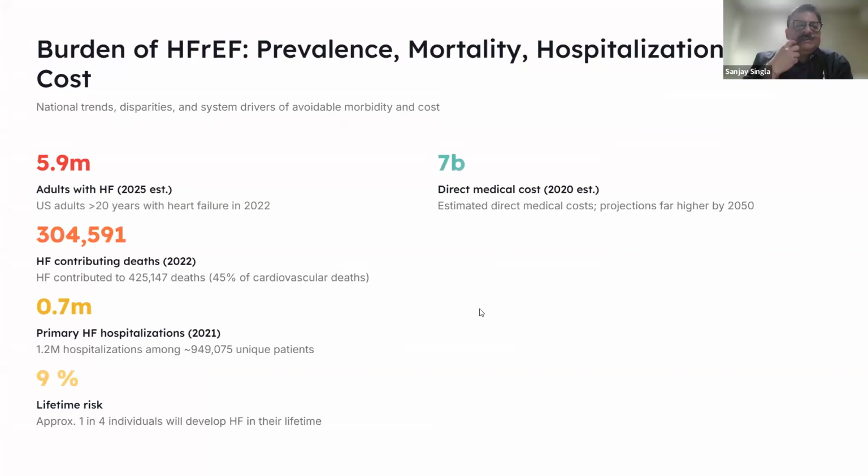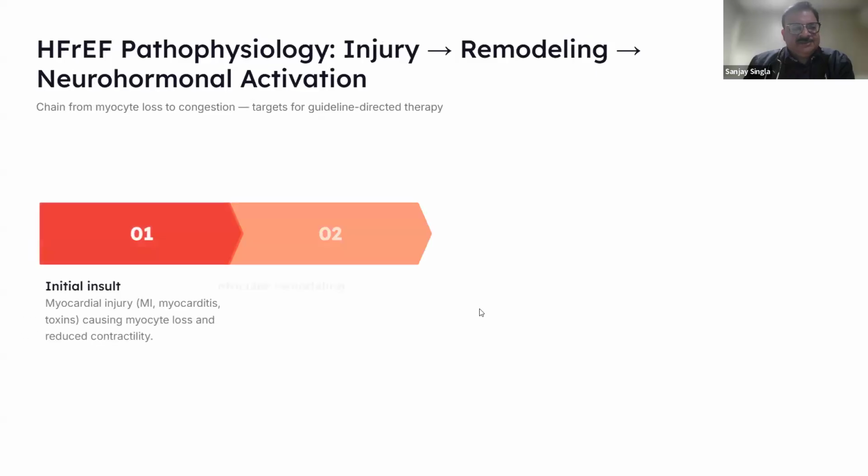So the burden of HFrEF is a lot. It is a type of malignant disease all over the world. If you see the US, there are 6.7 million cases. It contributes to around 45% of cardiovascular deaths and 1.2 million hospitalizations. Lifetime risk is 24%. That means almost every fourth individual will develop heart failure in their lifetime, for any reason. And the direct medical cost is quite a lot, 32 billion, as per the 2022 guideline estimates.